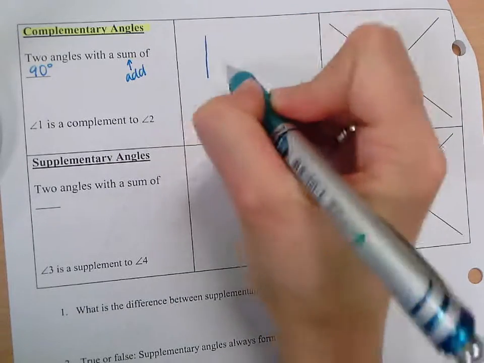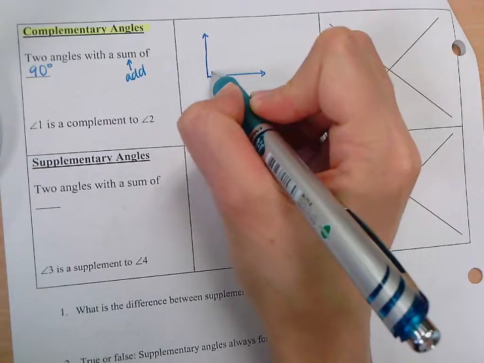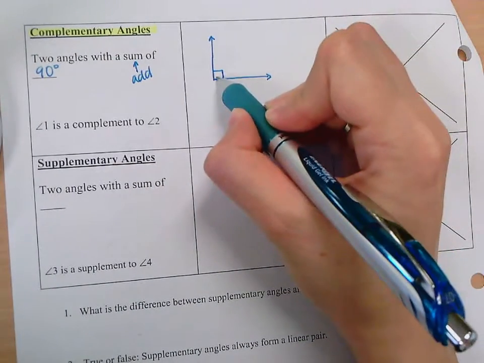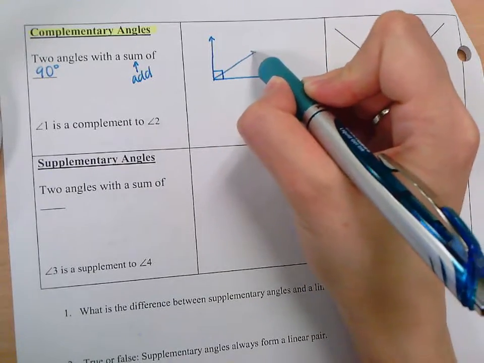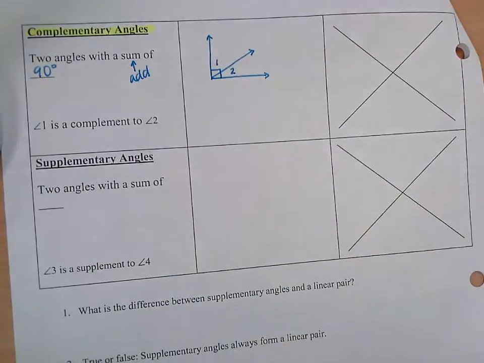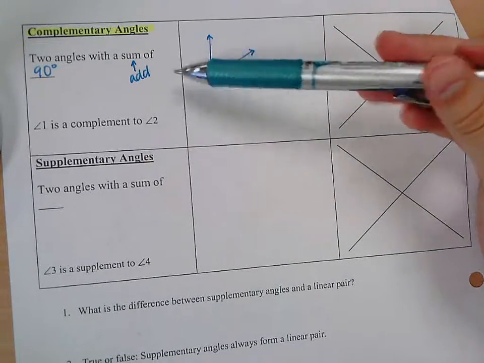So here, I'll just draw a couple of pictures. You could have two angles that are adjacent. So say I have this 90-degree angle, and it doesn't have to be split in half exactly. Then I call this angle 1, this angle 2. So I can clearly see that angle 1 and 2 add to 90 because they form a 90-degree angle. They're adjacent.